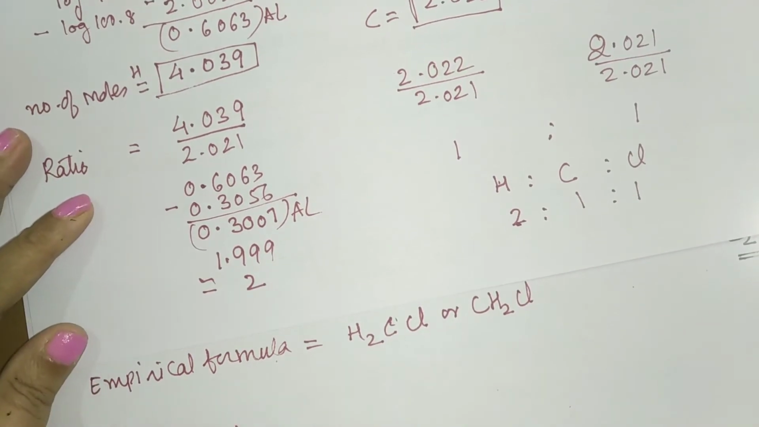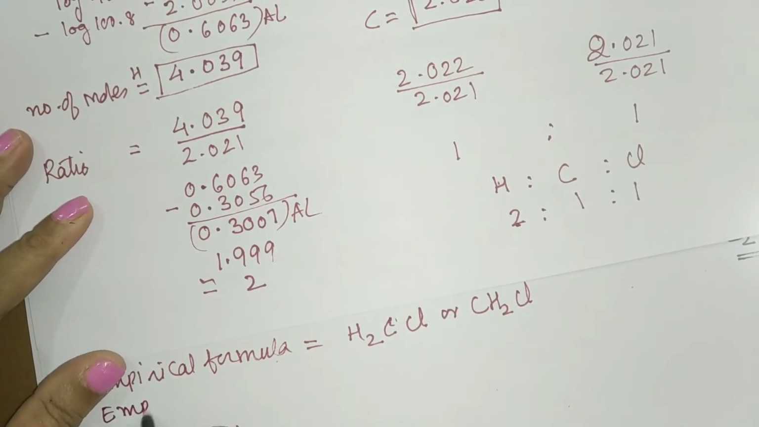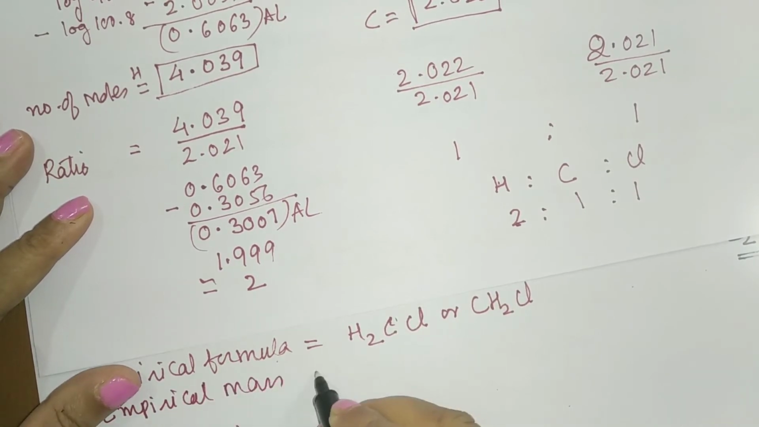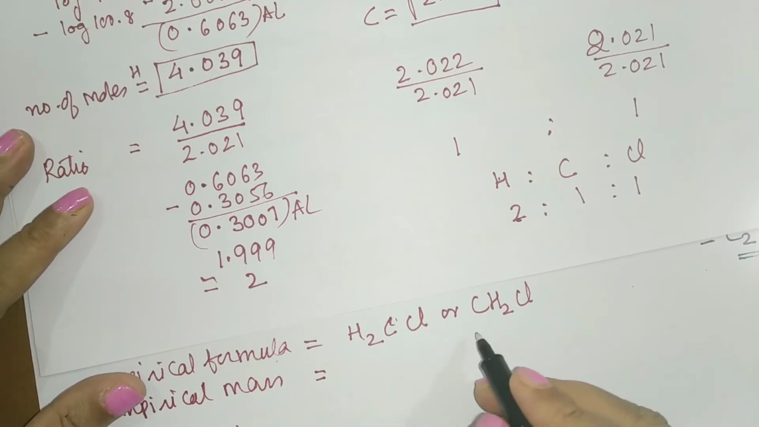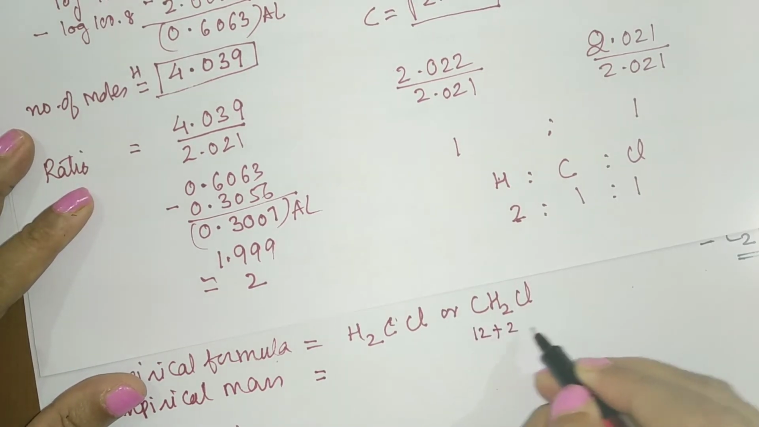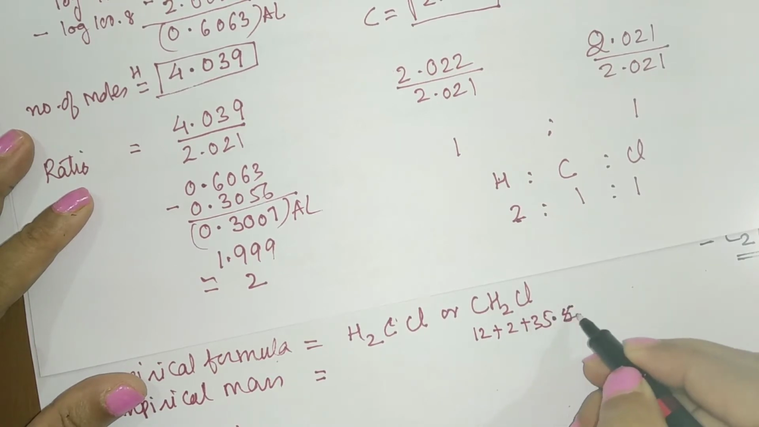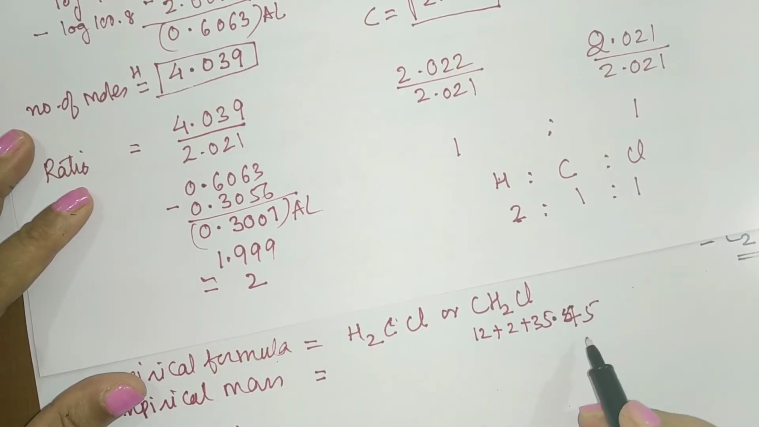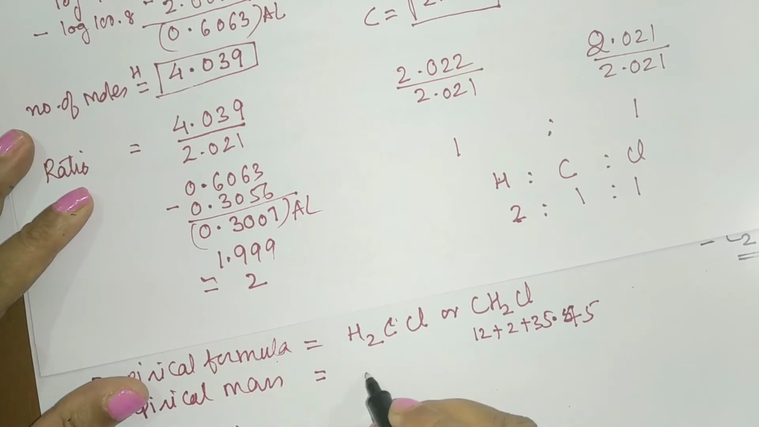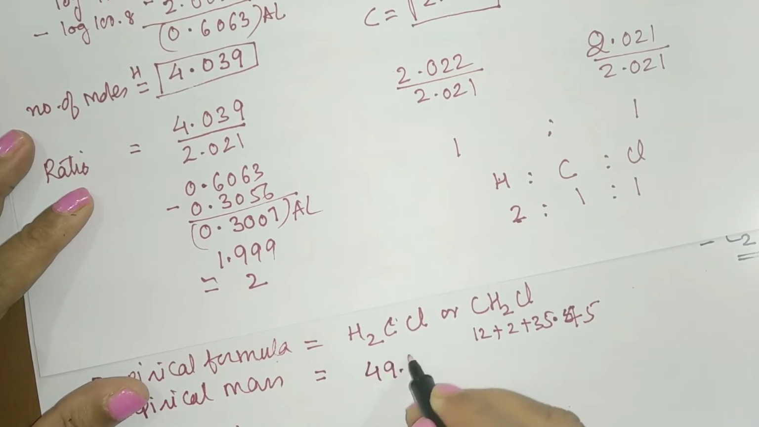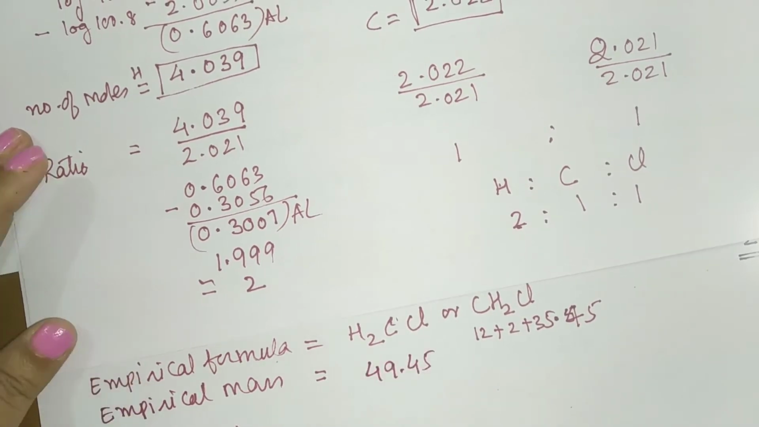So based on this, can I calculate its empirical mass? Empirical mass is equal to, you have to make a total of the masses here. So this will be 12 plus 2 plus 35.5, or what is given is 45. You have to use the same value. So this will come to 49.45. This is what we got.